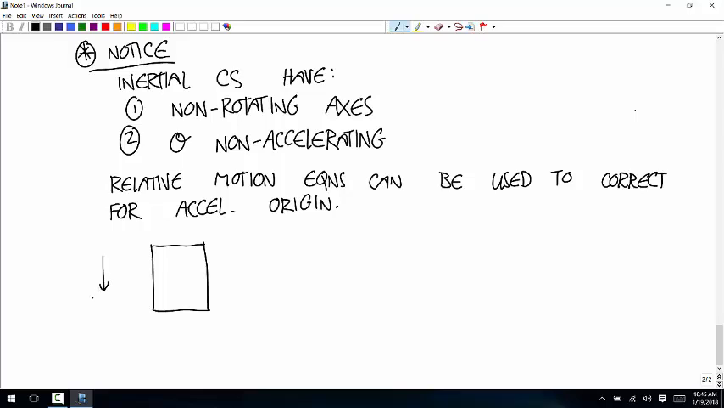So if this is accelerating down at 9.81 meters per second squared, you probably have bigger things to worry about than physics experiments.